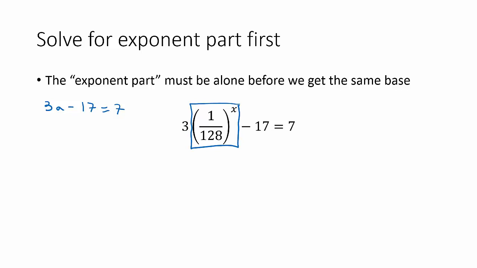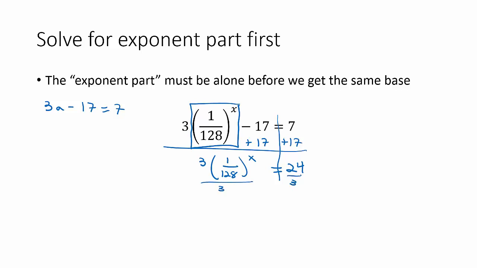Same exact strategy here. We want to get that exponent stuff alone, so we'll start by adding 17 to both sides of the equation, always balancing on the equals. Then we've got 3 times 1 over 128 to the x equals 24. Get rid of that 3 by dividing both sides by 3. And 1 over 128 to the x equals 8. And now we're ready to write both sides with the same base.